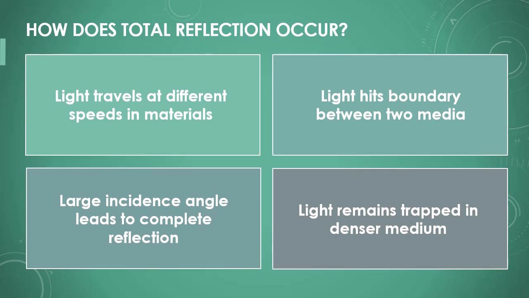Light spreads through different materials at different speeds. When a light ray hits the boundary between two media, it can either be refracted or reflected. If the angle of incidence is large enough, the light is completely reflected. This keeps it trapped in the denser medium.